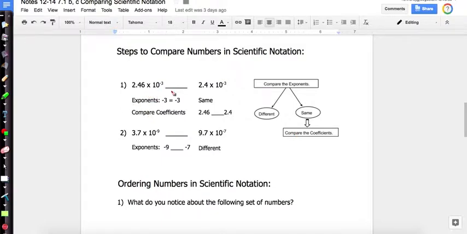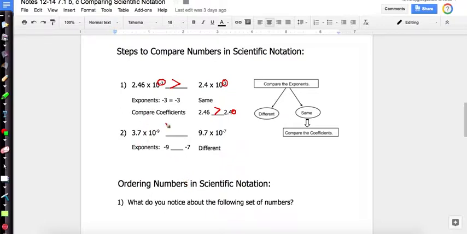So look at the first example here. Let's circle the exponent, and we notice that they're both -3. So they're the same. Now we're going to compare the coefficients. So we have 2 and 46 hundredths and 2 and 4/10. If we tack on a 0 here, now they have the same amount of numbers after the decimal. So how does 2 and 46 hundredths compare to 2 and 40 hundredths? Good. It's greater than. So that means this number written in scientific notation is greater than that number.